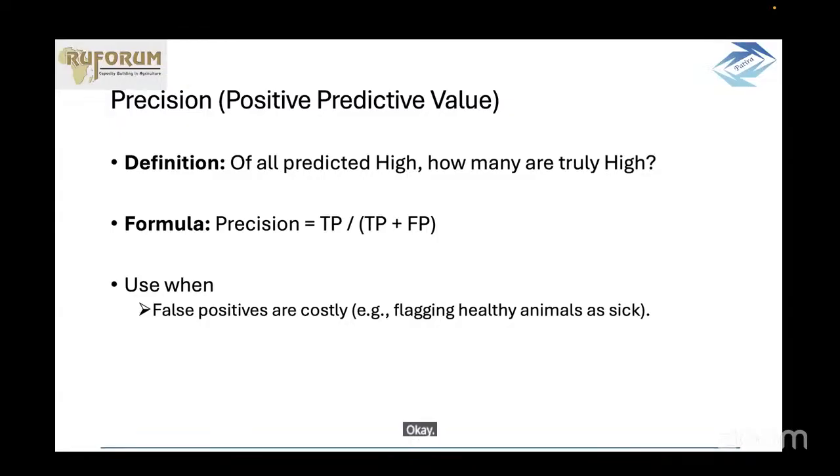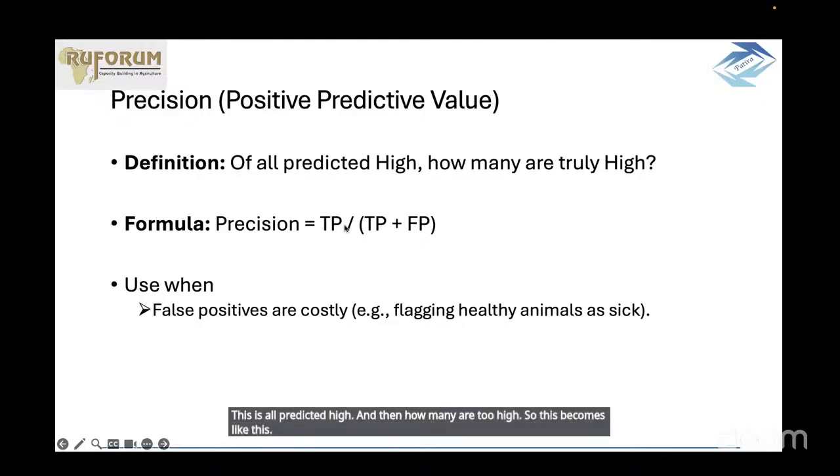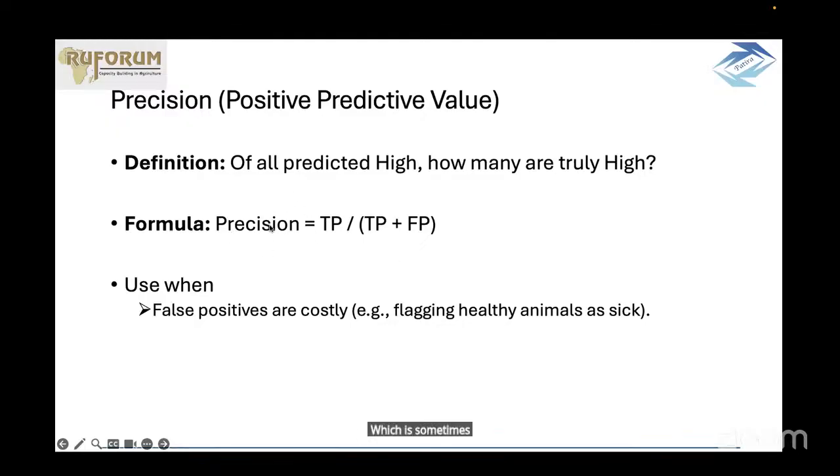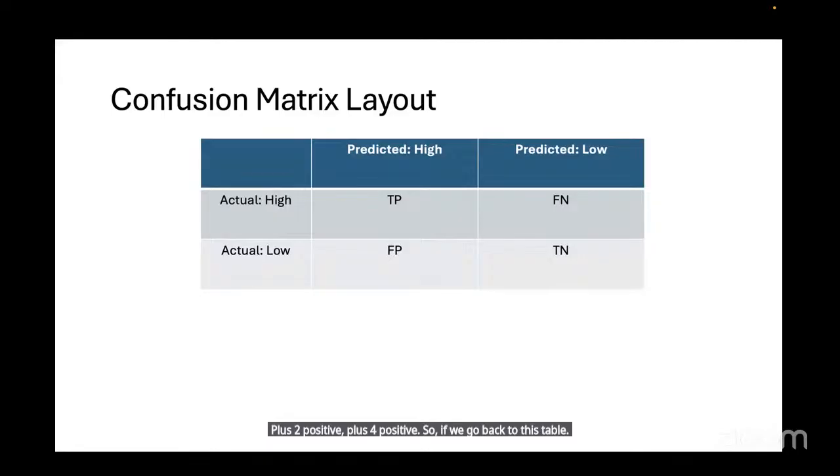Okay, positive predictive value. So what's positive predictive value? This is, of all predicted high, how many are truly high? So this becomes like this, which is sometimes called precision. It is true positive divided by true positive plus false positive. So if you go back to this table, it is here true positive divided by the true positive and false positive, okay?